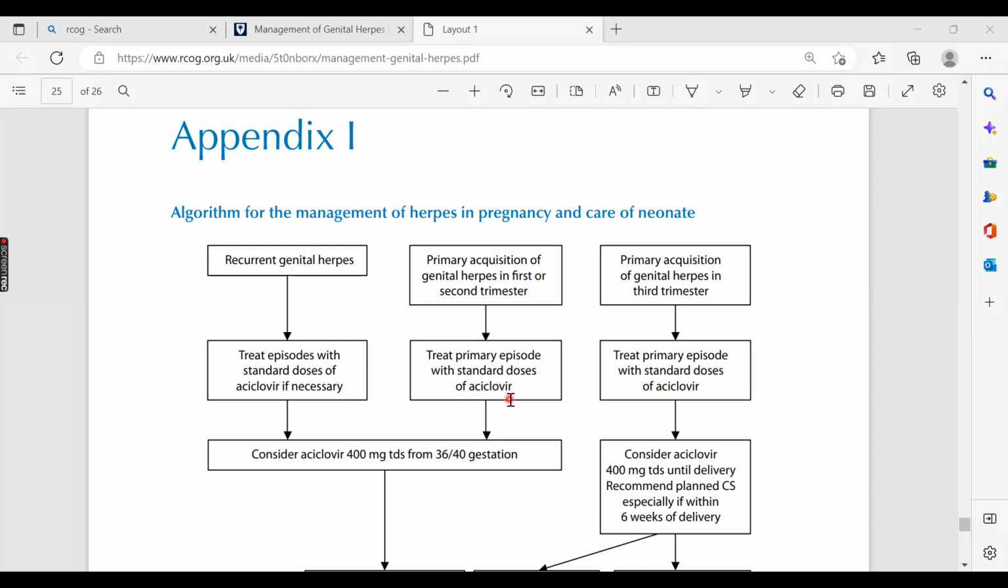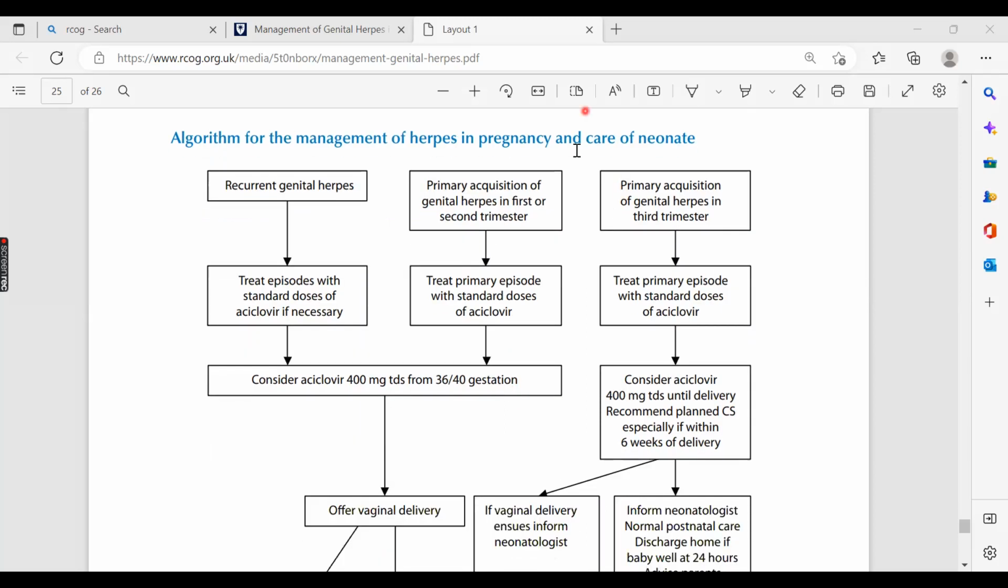Even if it is not a licensed drug, it is still one of the drugs of choice, and it is safe to be used in pregnancy. So treat her with the same thing for around 5 days, and then consider giving her 400 milligram thrice daily from 36 weeks onwards.